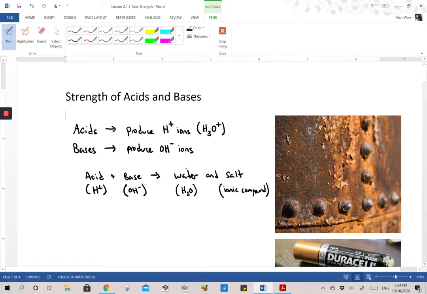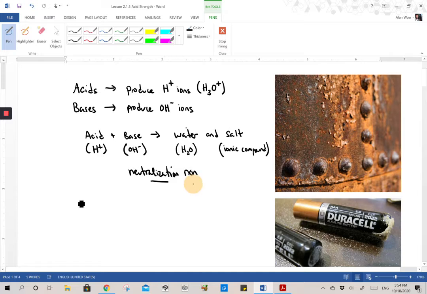Now, this we understand as a neutralization reaction. An acid can neutralize a base, or a base can neutralize an acid. But the strength at which it does that really depends on whether the strengths of the acid and base are equal to each other.